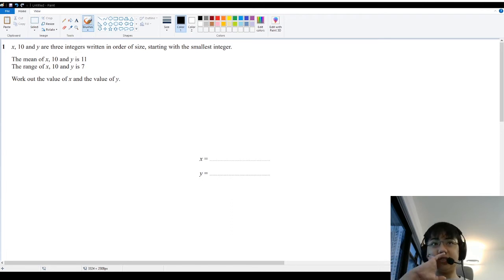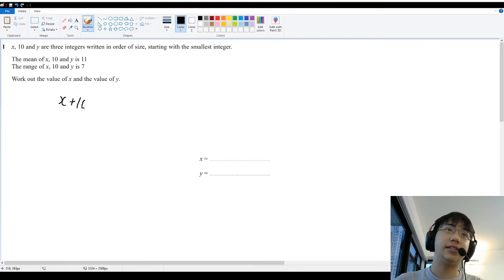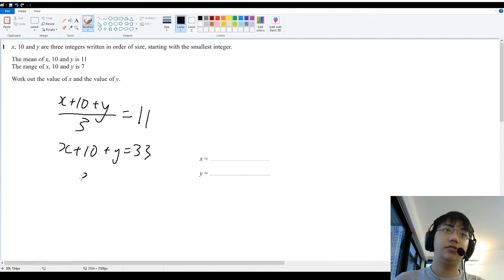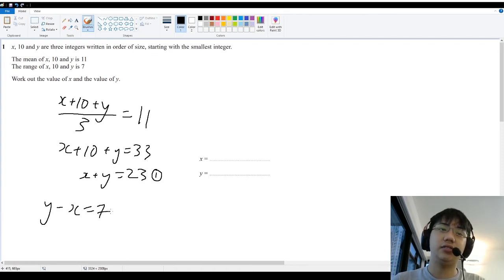So to work out x and y, we could write down two formulae. The first formula uses the mean. So you have x plus 10 plus y over 3 equals 11. x plus 10 plus y equals 33. Therefore, x plus y equals 23. So that's one equation. Another equation we could derive from this information is the range. So you have y minus x equals 7.